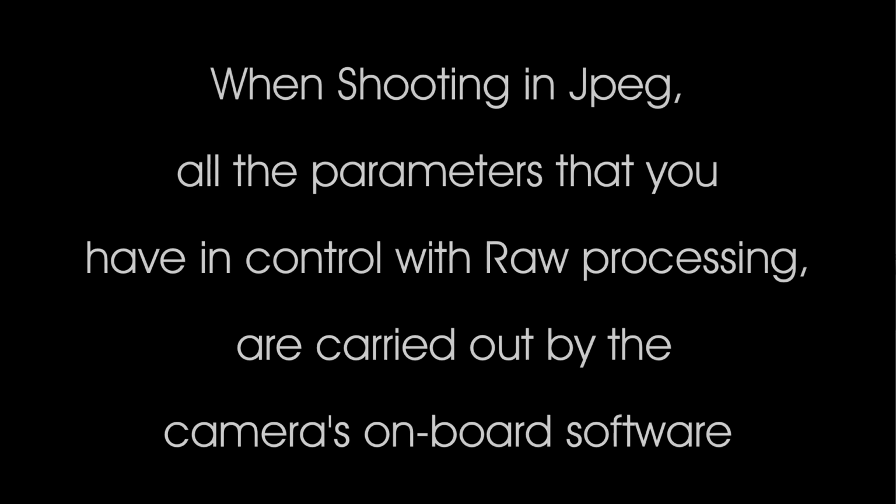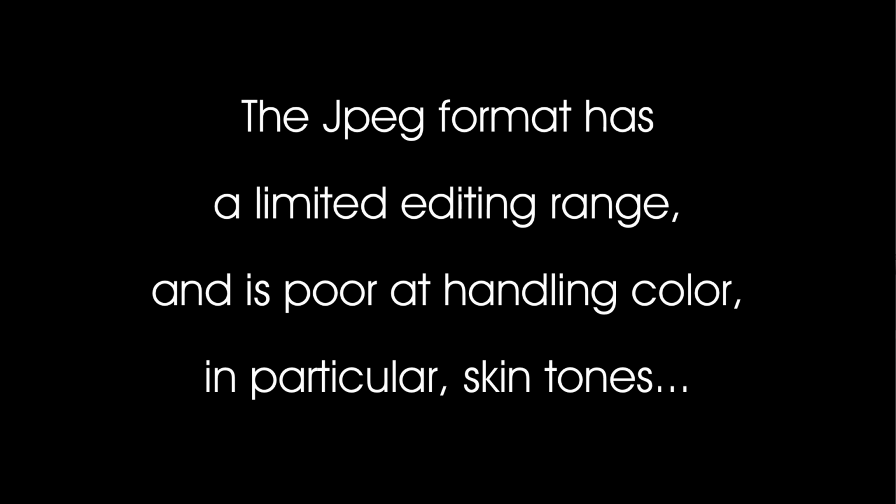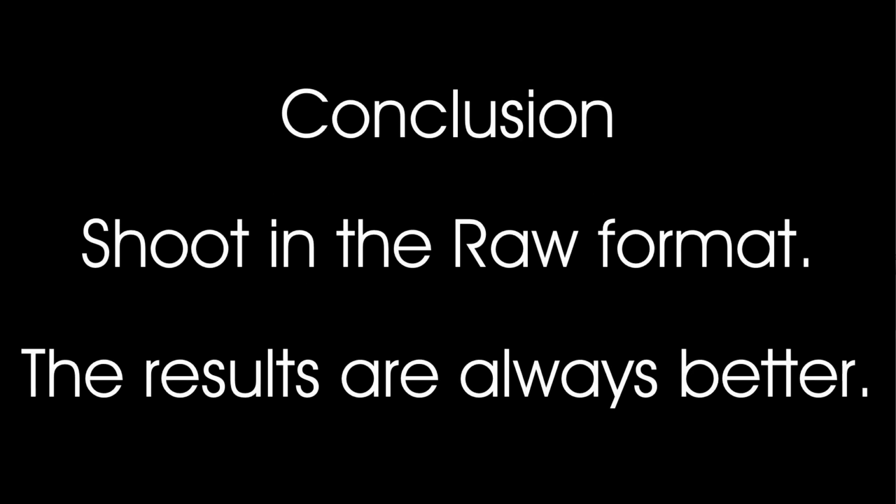Why not shoot in the JPEG format? When you shoot JPEG, all the parameters that you have under your control in RAW processing software are carried out by the camera's onboard software. With a JPEG image, you are locked into the camera's interpretation of the scene. JPEG also has a very limited editing range and is poor in handling color adjustments, in particular, skin tones. In conclusion, shoot in the RAW format because the results are always better.